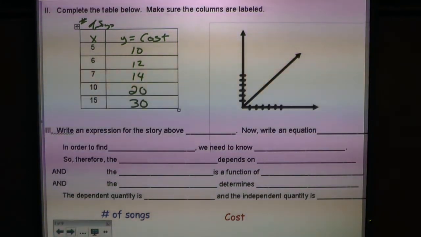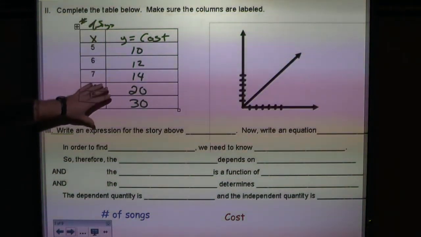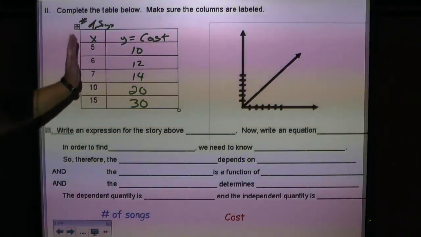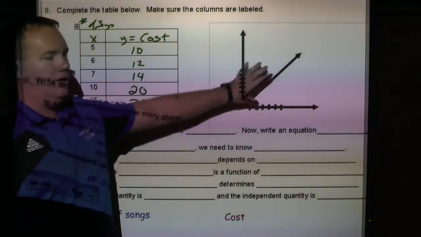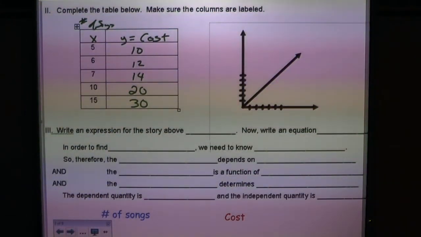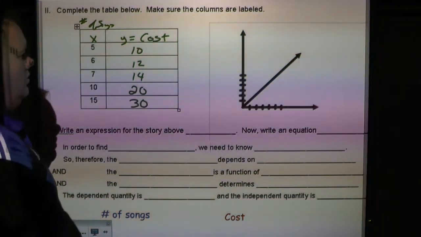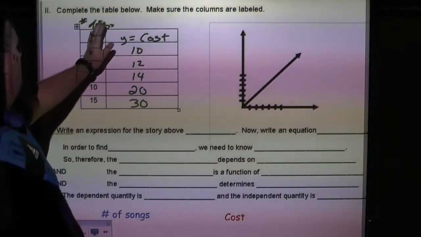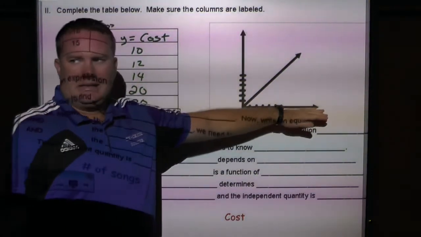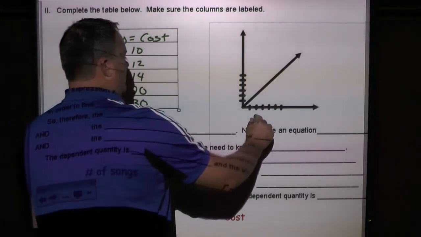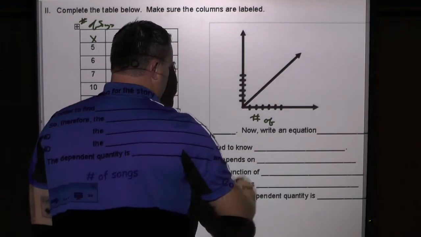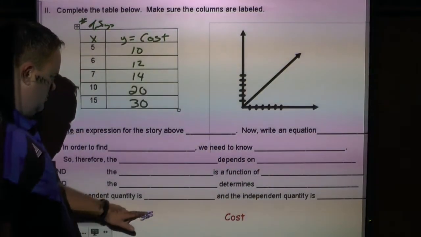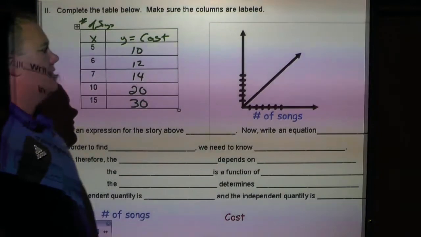So your independent variable is your x coordinate. Your dependent variable is your y coordinate. If we look over here at a graph, you need to be able to label this graph. If your number of songs is your x coordinate, that is your x-axis. So your independent variable is always your x-axis. And we've got that right here, number of songs.